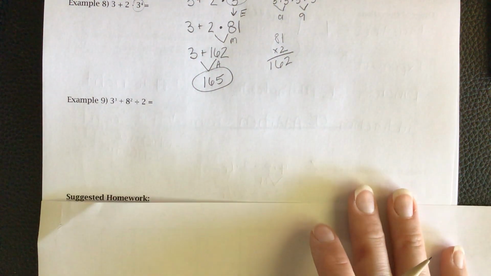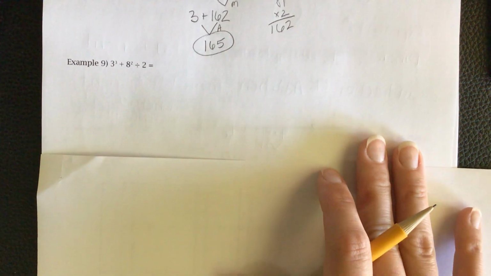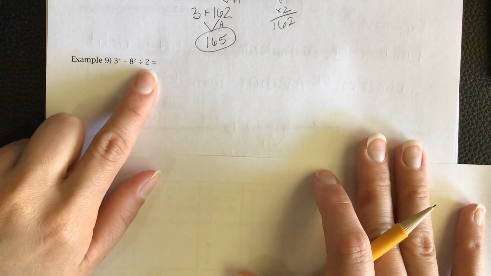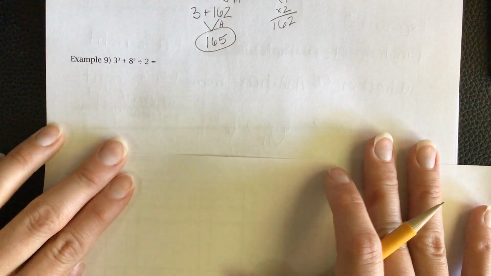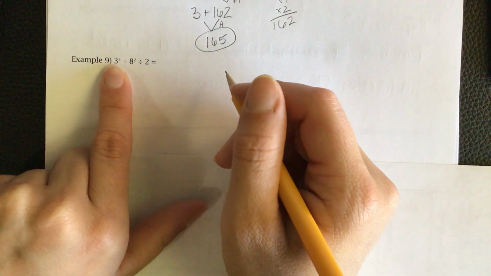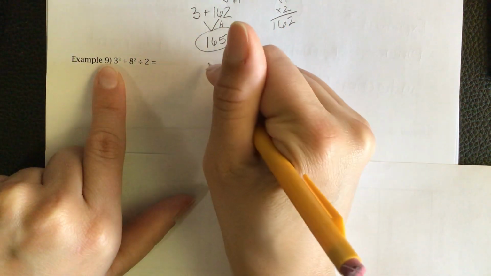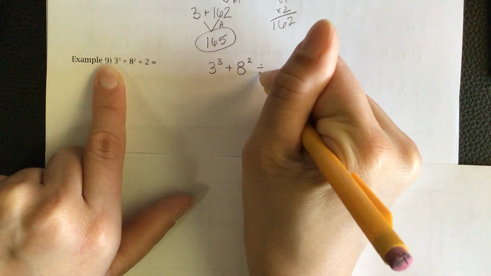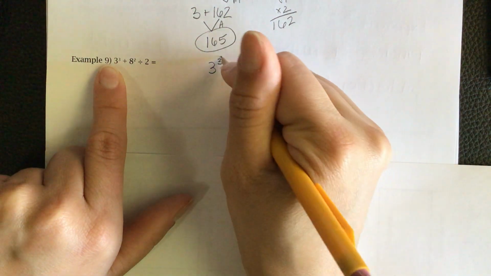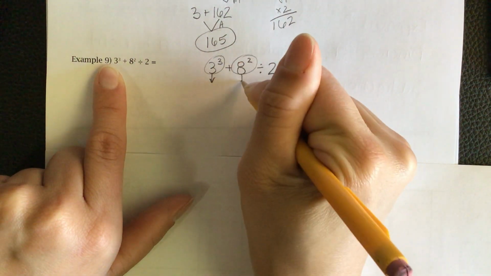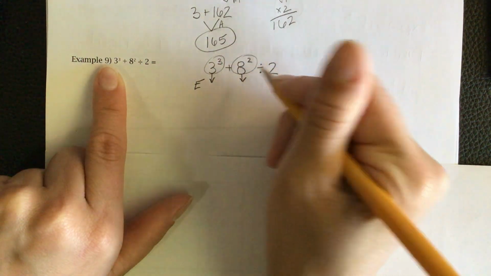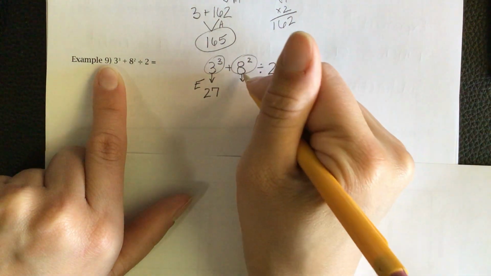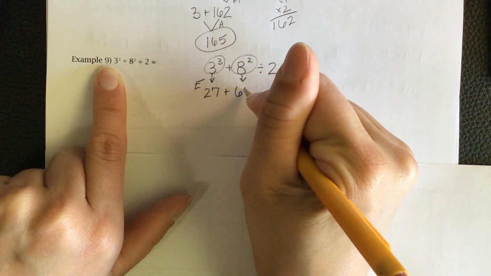Let's look at the next one. So we have 3 to the third power plus 8 to the second power divided by 2. We're going to do the exponents first. We've got to figure out our exponents, so let's do that first. 3 times 3 is 9 times 3 is 27. 8 times 8 is 64.